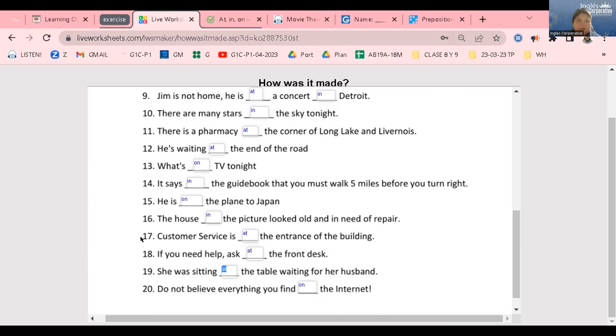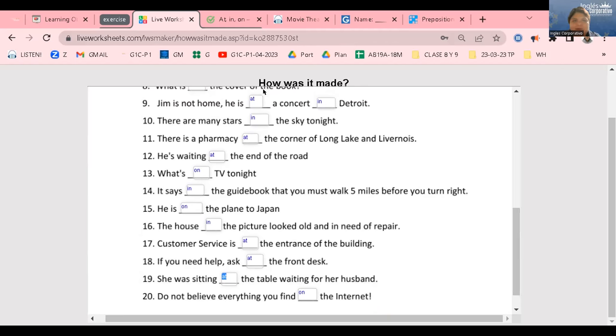Okay. Okay, and the last ones. Customer service is at the entrance of the building. If you need help, ask at the front desk. She was sitting at the table waiting for her husband. And do not believe everything you find on the internet. Okay. Y el último, el consejo.